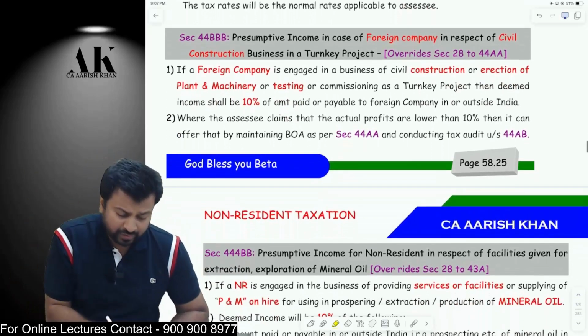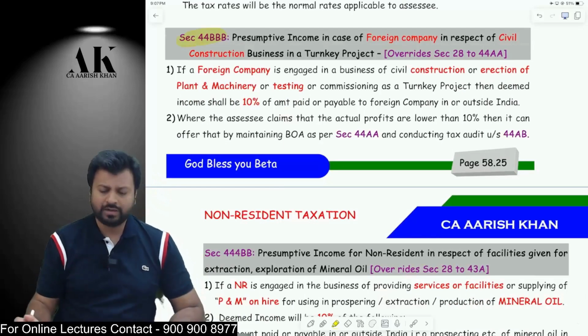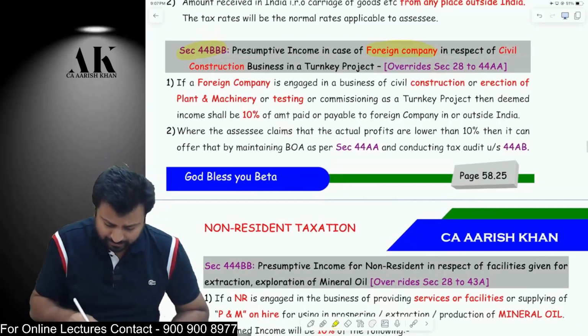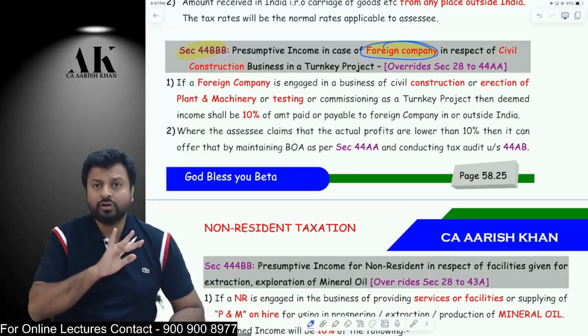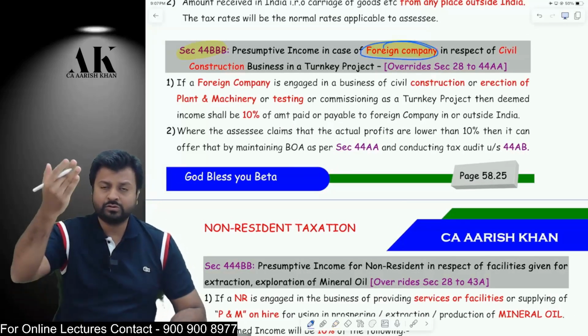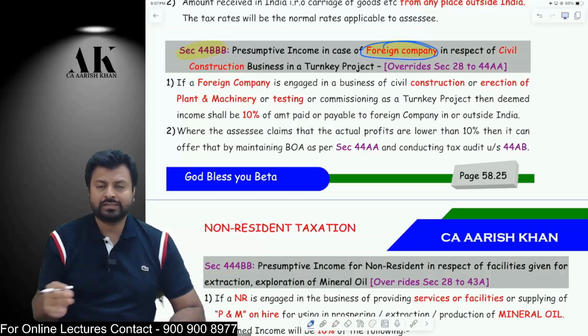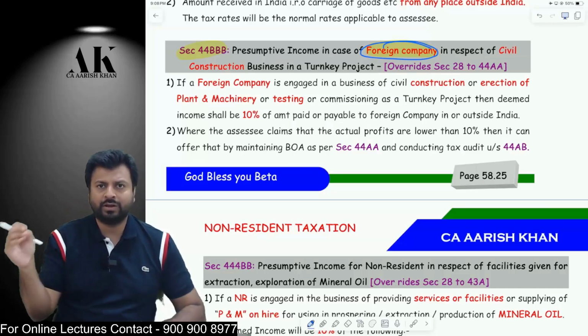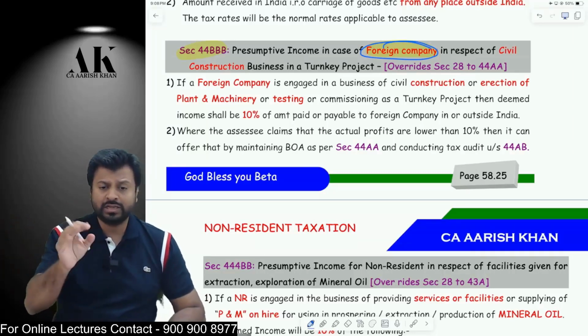Now the third section, 44BBB. One very important thing you have to keep in mind for 44BBB is that it is only applicable to foreign companies. It is not applicable to all non-residents. The previous two sections were applicable to all kinds of non-residents, whether company, individual, HUF, AOP, BOI, firm, LLP, etc. But this section is only applicable to foreign companies.